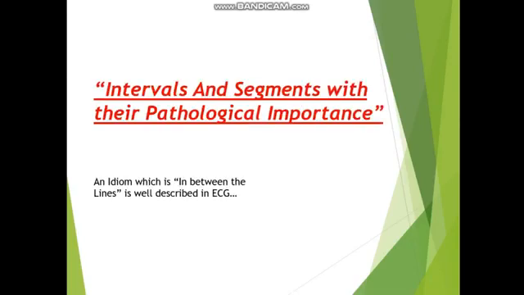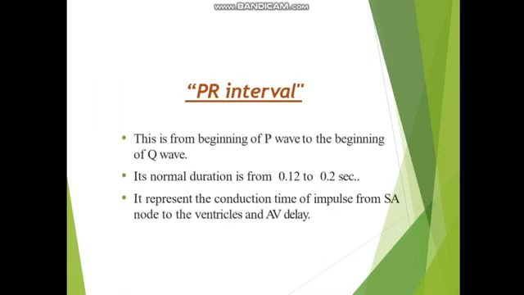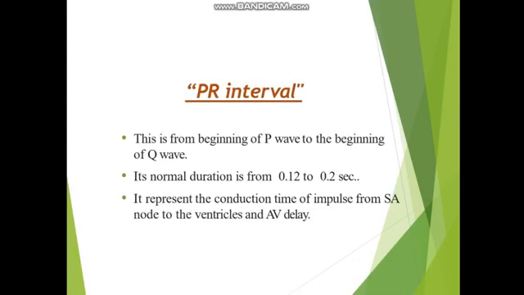Intervals and segments with their pathologies. An interval, which is the in-between of the lines, is well described in the ECG. I have already told you. PR interval: this is from the beginning of the P wave to the beginning of the Q wave. Its normal duration is from 0.12 to 0.2 second. It represents the conduction time of the impulse from the SA node to the ventricles, and the AV delay.